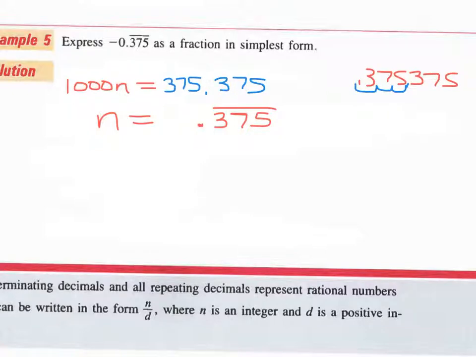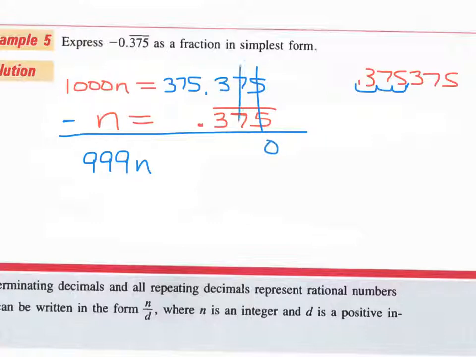Now I can subtract my equations. I'm going to get 999n. Notice when I subtract this, the 5 gets a 0, a 0, a 0. So it's just equaling 375.0. So this time I didn't have a decimal in my fraction.